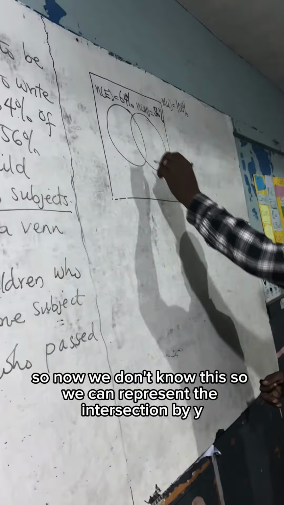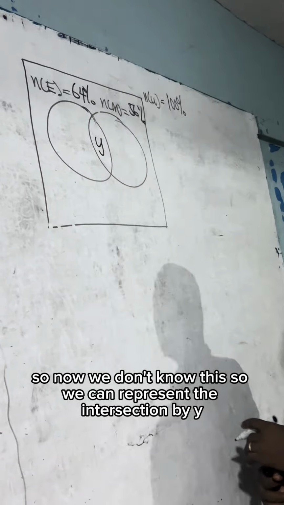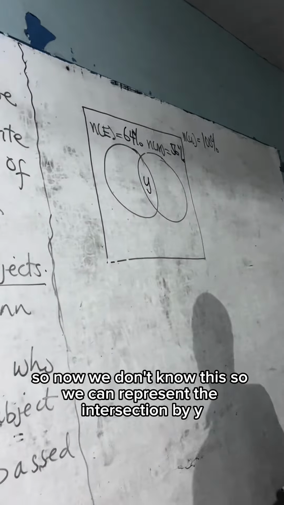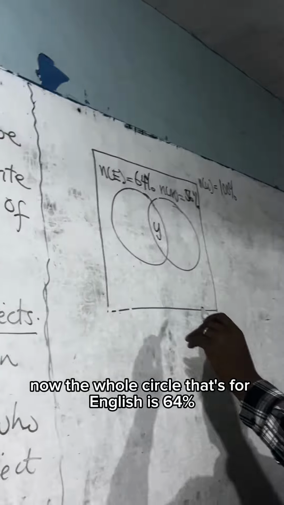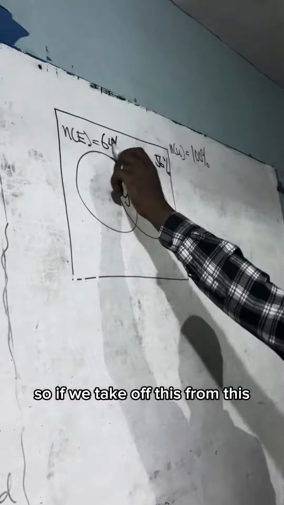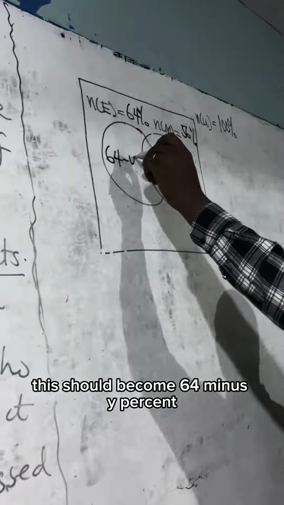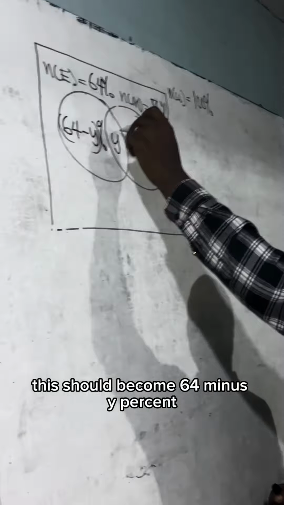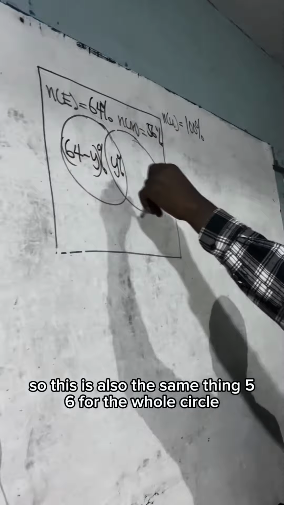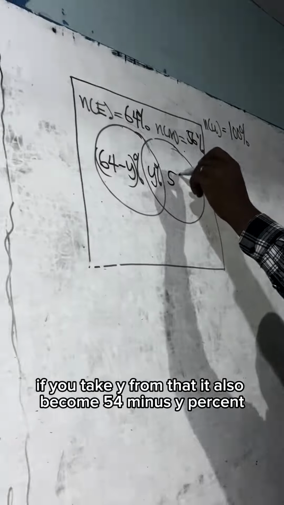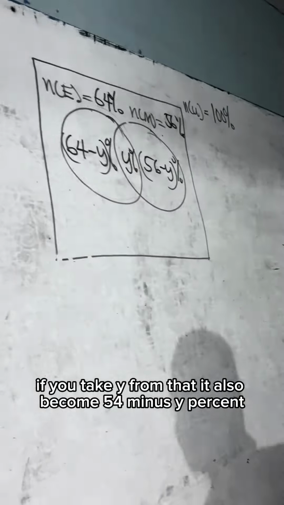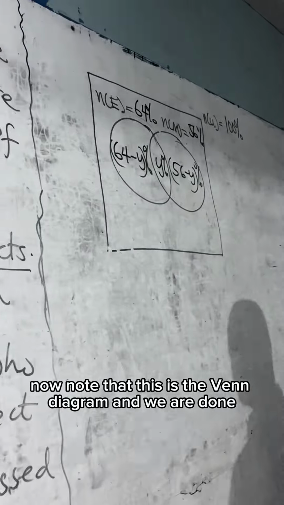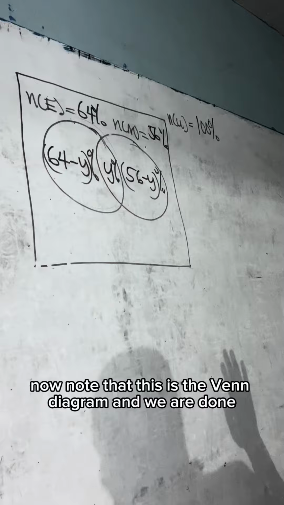Now, we don't know the intersection, so we can represent it by y. The whole circle for English is 64%. So if we take y off this, it becomes 64 minus y percent. It will be the same thing for maths, 56 for the whole circle. If you take y from that, it becomes 56 minus y percent. Now note that this is the Venn diagram and we are done.